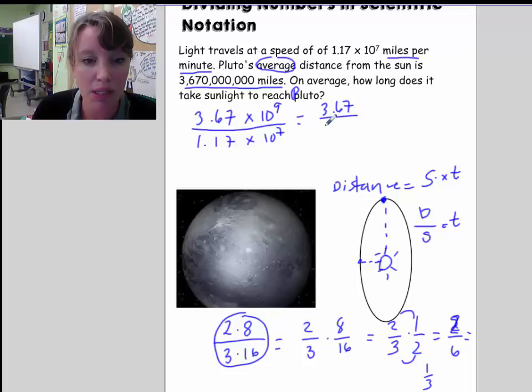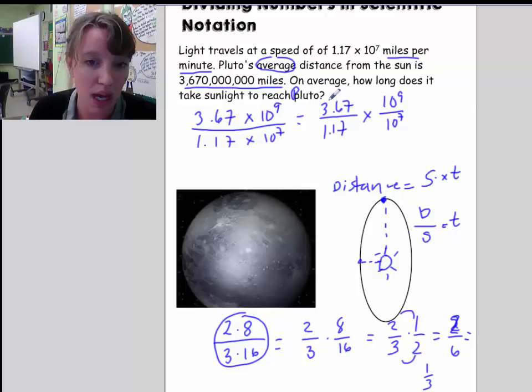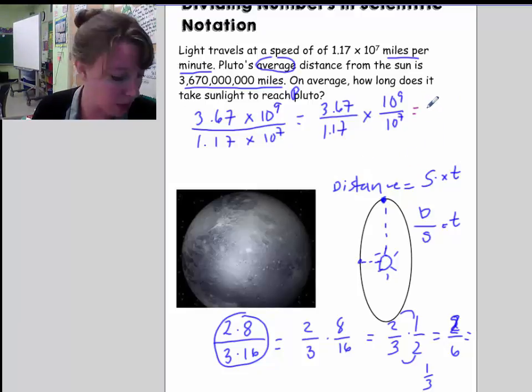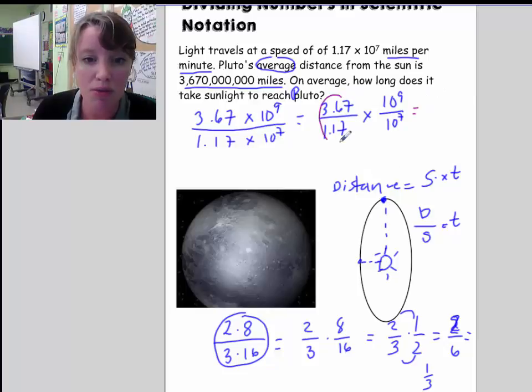So what I'm going to do is take 3.67, and I'm going to take 1.17, the coefficients that is, and I'm going to make them into their own fraction. And then I'm going to take the powers of 10 and make them into their own fraction, okay? And that's because we are going to divide them using different rules. I'm just going to use the rules for dividing normal numbers here. So these 2 numbers, if I take a calculator and divide those 2 numbers together, I get 3.14. So I did this on a calculator beforehand.